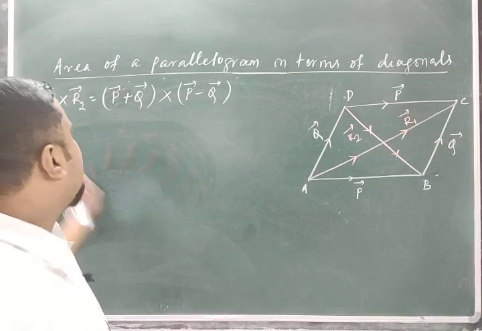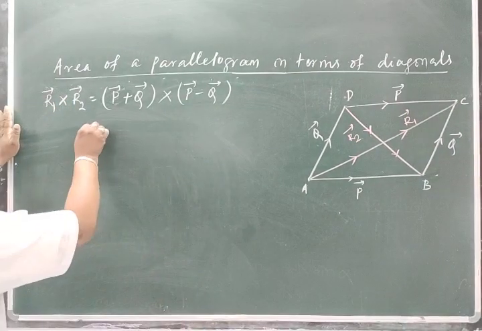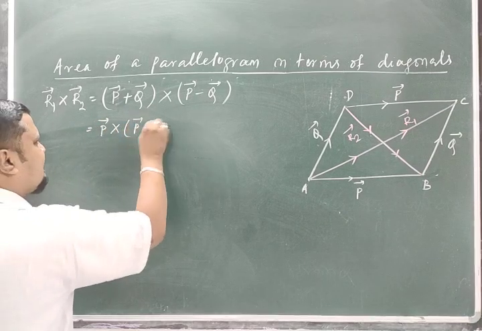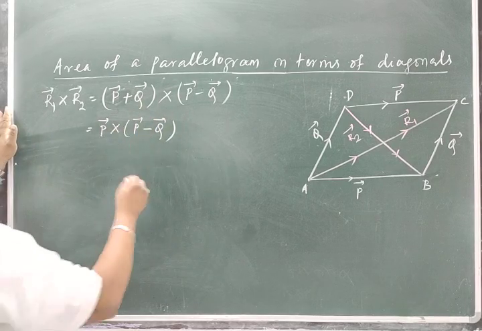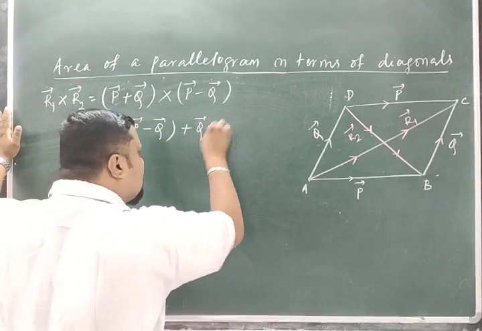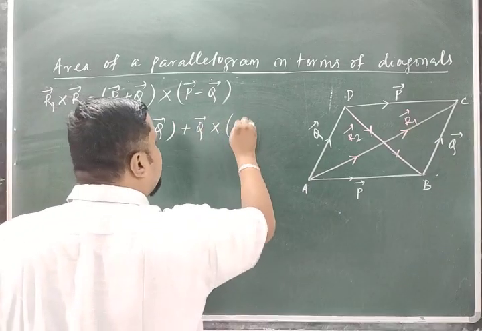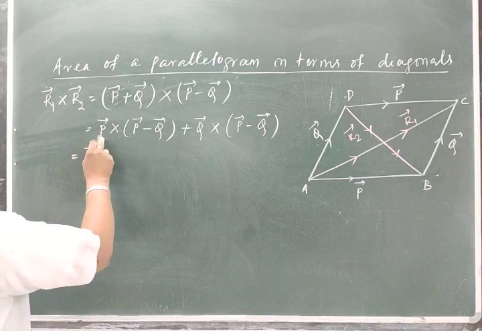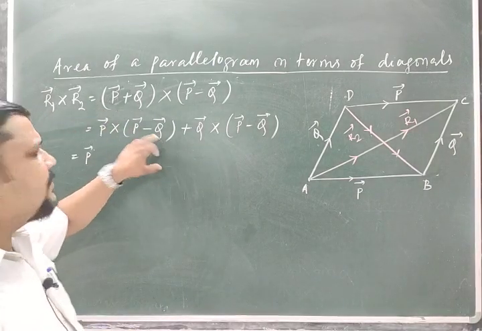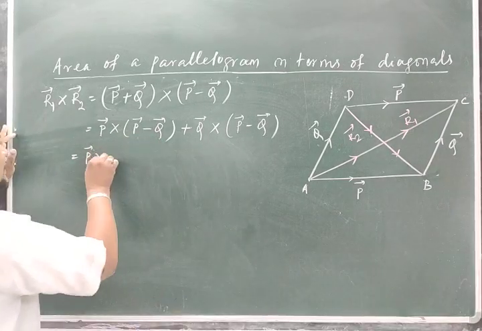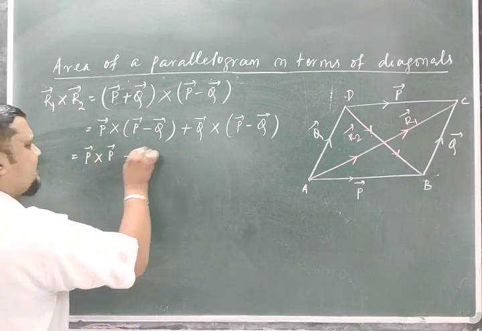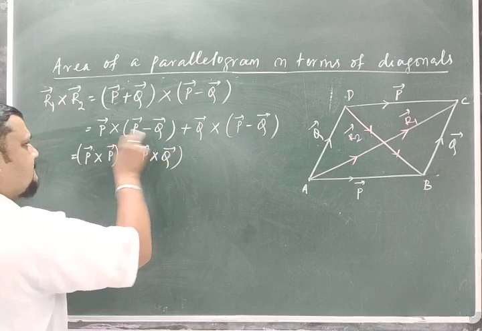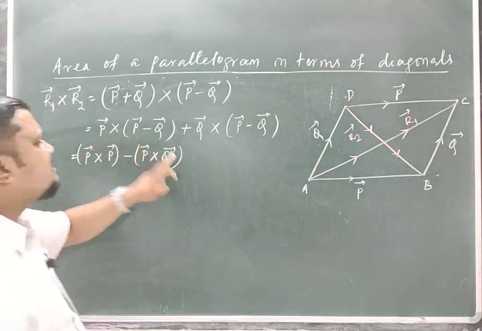Now we do the cross product like this. So how will we do this cross product? This is equal to P cross (P minus Q). This is the property of a cross product. You can make the cross product with each term, plus Q cross (P minus Q), but the sequence should be the same. So this is distributive, meaning P distributes to each one: P cross P minus P cross Q.